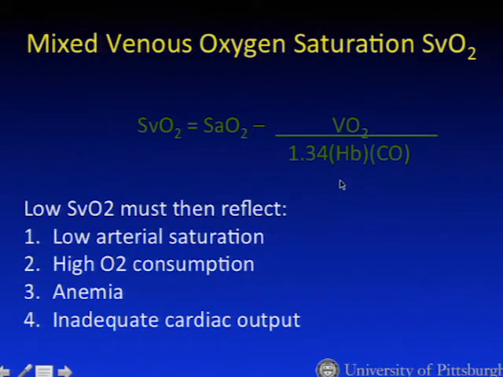So based on just a rearrangement of the Fick principle, you see that the mixed venous oxygen saturation is affected by arterial saturation, oxygen consumption, hemoglobin concentration, and cardiac output. Therefore, a low SvO2 can only be due to one of these four things or a combination thereof.